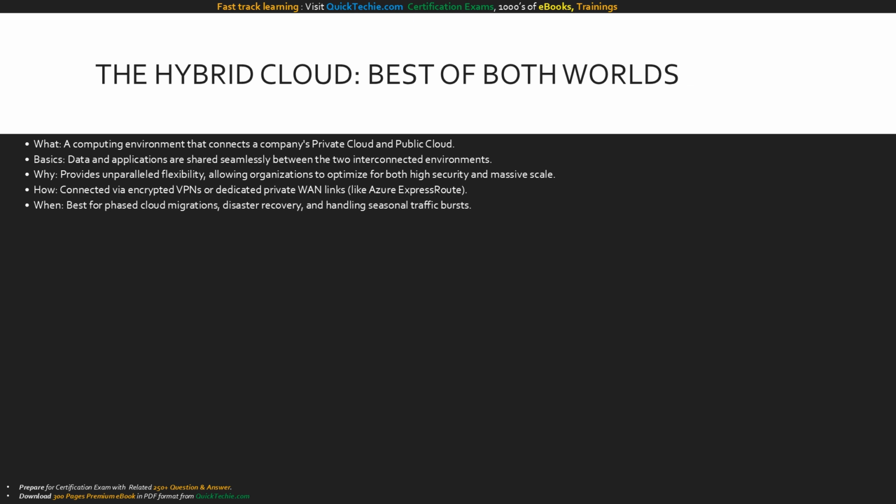Let's explore the architecture of a hybrid cloud using this diagram. You'll immediately notice two distinct zones. On the left, we have the gray private cloud representing an on-premises data center, housing core legacy systems and a sensitive SQL database. On the right, we have the blue public cloud hosting the web front-end and an analytics engine.